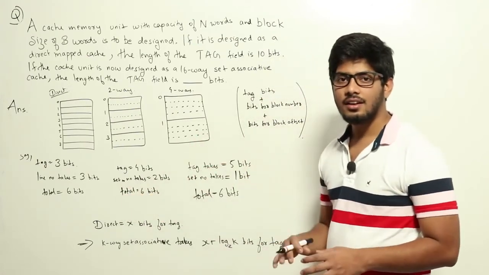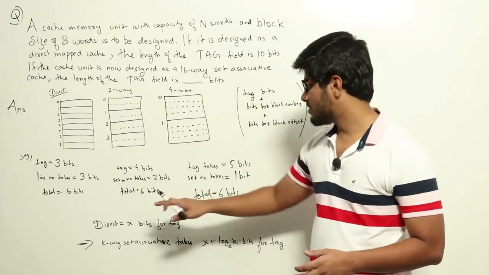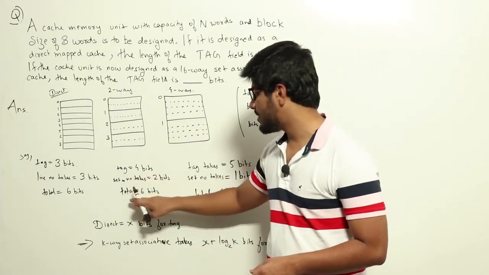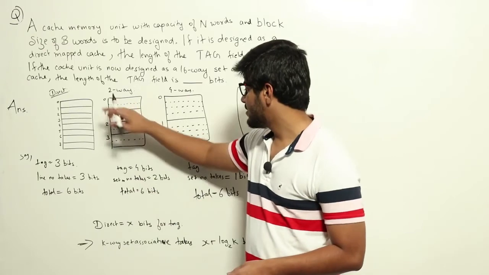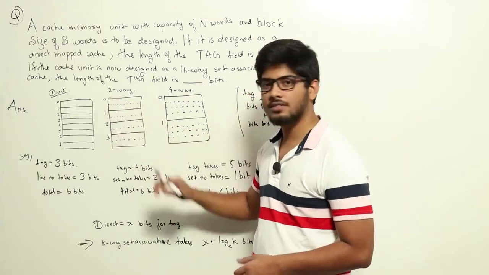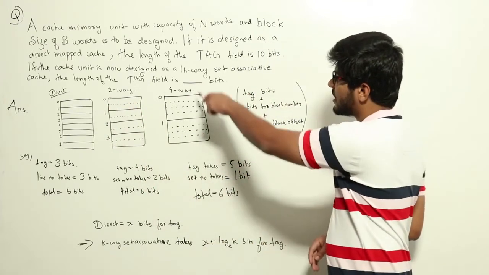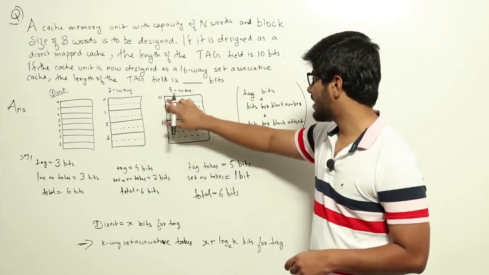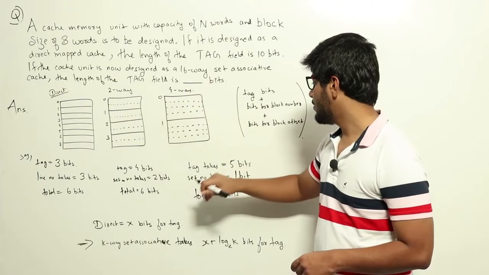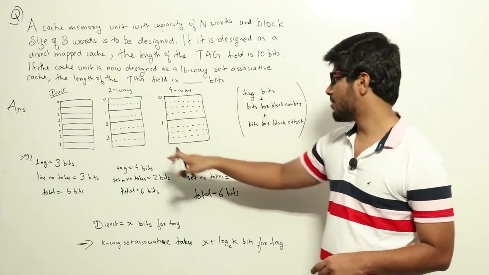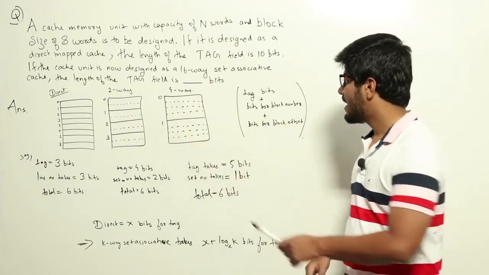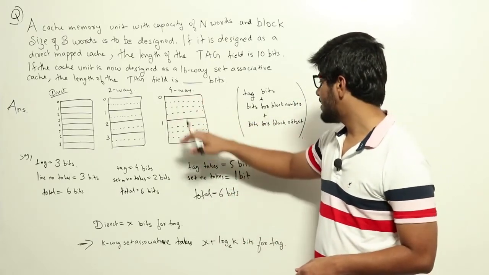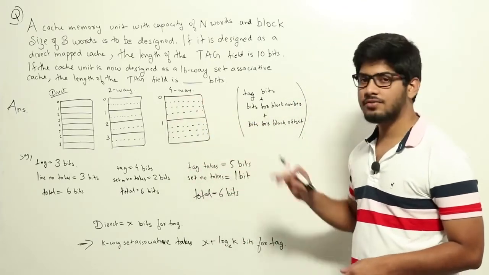If the physical address space and the cache size remain constant, this part remains constant, right? So set number takes 2 bits, this part takes 6 bits, meaning the tag bits will take 6 minus 2, that is 4 bits here. Similarly, if you take a 4-way set associative cache, there will only be 2 sets here. Now each set can have 4 blocks. Here the set number takes only 1 bit. For representing 0 or 1, we need only 1 bit. And the total is again 6 bits. Now we can see that the tag bits take 6 minus 1, that is 5 bits here.